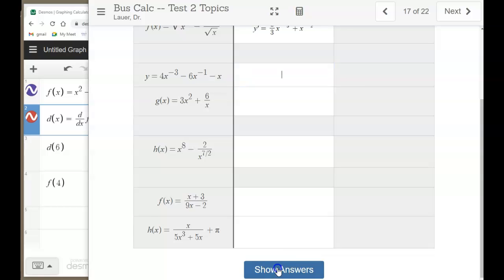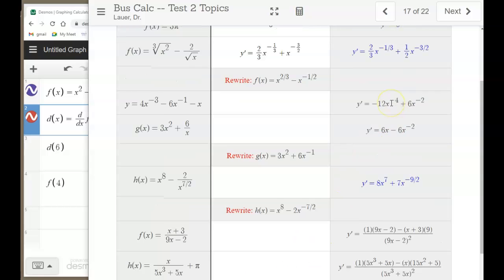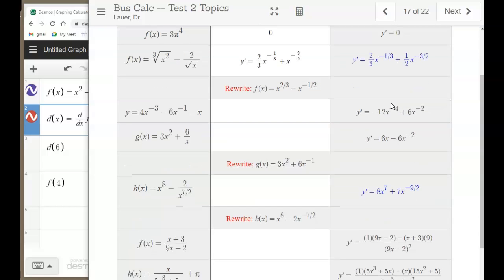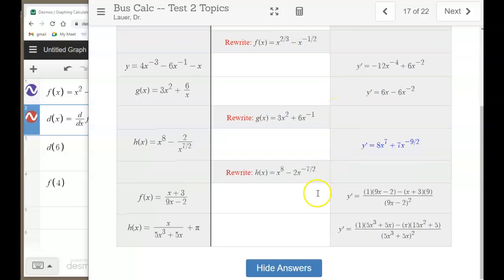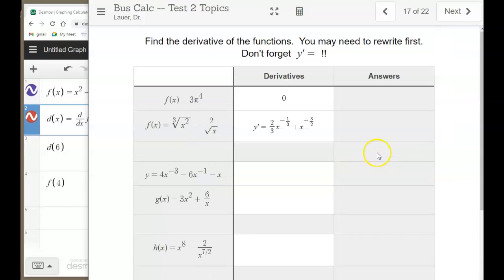Now if you hit show answers here, you'll be able to see the answers. So you can see what you should have written for your derivative, and this says y prime equals. So the y prime was correct here. So you're not getting check marks here, but you are able to check to see that you've done it. You can also hide them again, so you can work on the derivatives again.